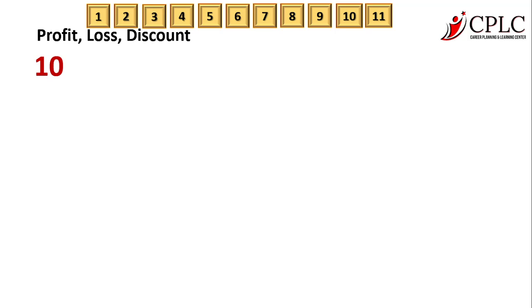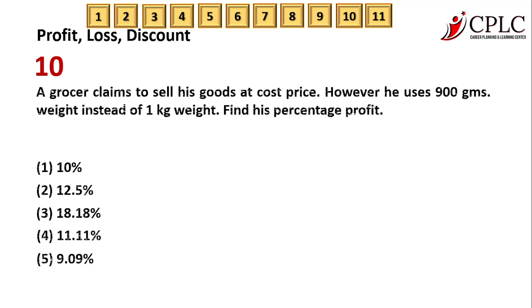So how do we go about this? Let's first read the question. A grocer claims to sell his goods at cost price. However, he uses only 900 grams of weight instead of 1 kilo of weight. Find his percentage profit.